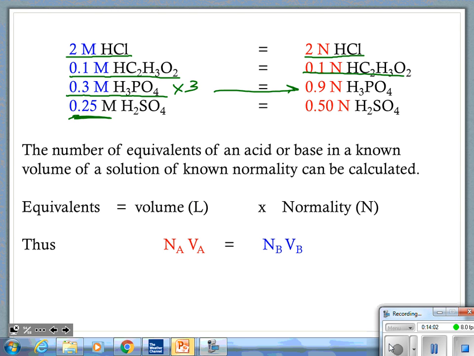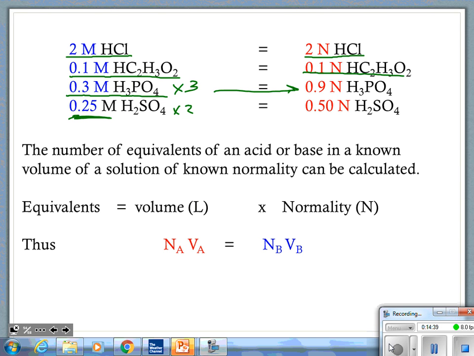Sulfuric acid. Mono, di, or triprotic? Diprotic. So what am I going to multiply that by? 2. There's my normality. Okay, 0.5. Now you're going to see the same thing with bases. The only thing is you're not looking at the hydrogen ions, you're looking at the hydroxide ions.